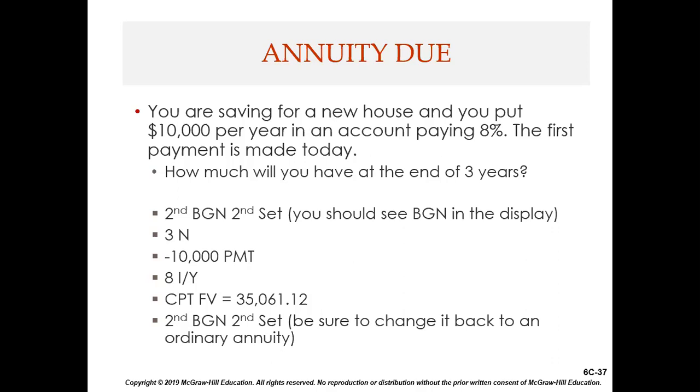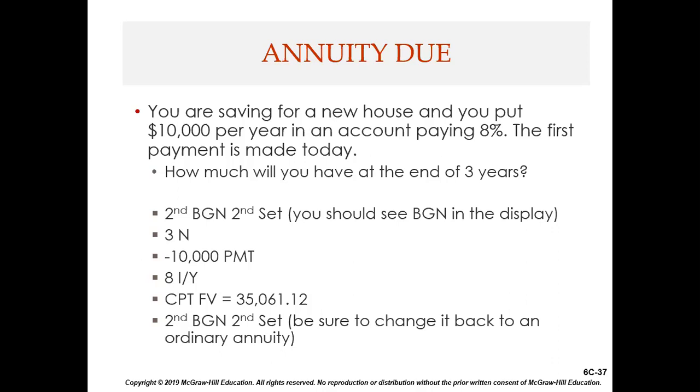Okay. You're going to put money away at the beginning of year one, the beginning of year two, and the beginning of year three. How much will you have at the end of 3 years? So your first payment is today, $10,000 per year. So beginning of year one, beginning of year two, beginning of year three.